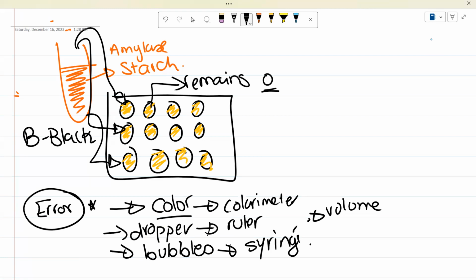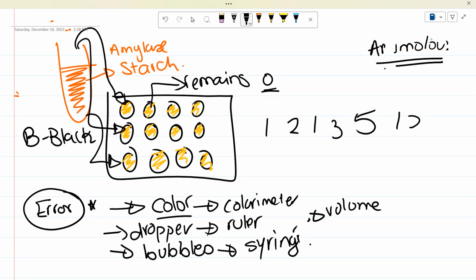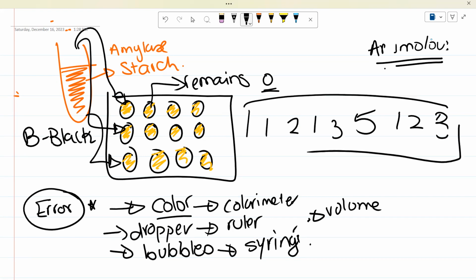And I want to just go over the term anomalous. What is an anomalous value? A value that is different, that doesn't match the rest. Very good. If you have values 1, 2, 1, 3, 5, 1, 2, 3, what is the anomalous value? It's the 5, of course. The 5 is very different.